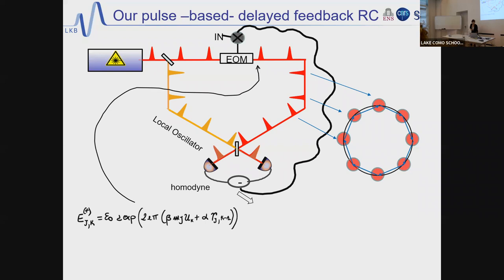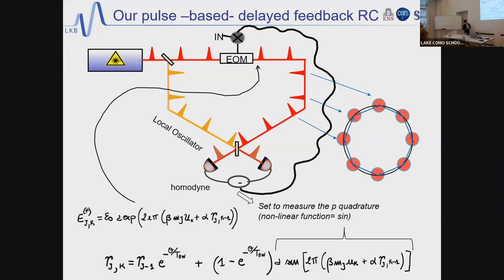So in particular, what we are doing here is to measure, so actually the pulse that comes is the node. Remember, this is really the one that we want to use to embed the state of the reservoir.